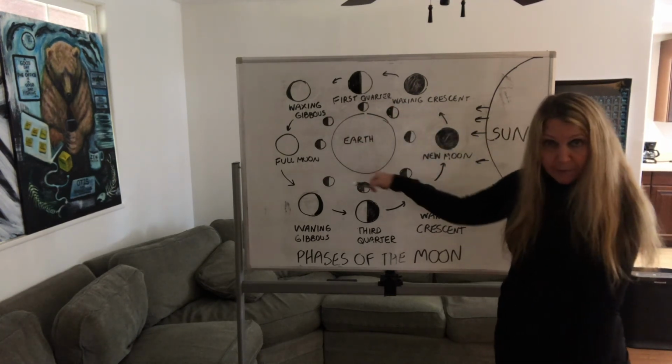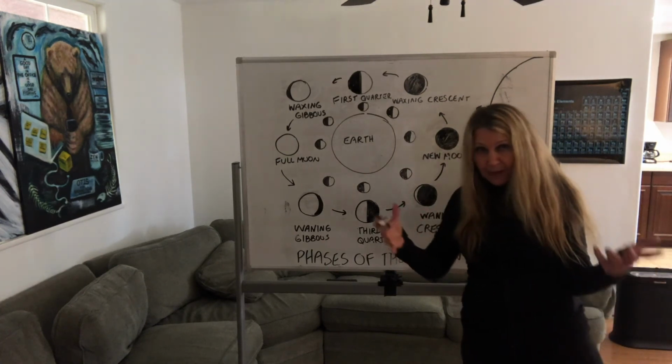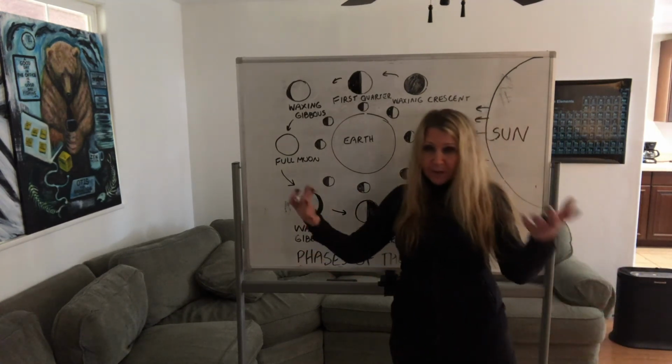They all look the same. The moon is always half lit and half in shadow. It's always half illuminated and half in shadow.